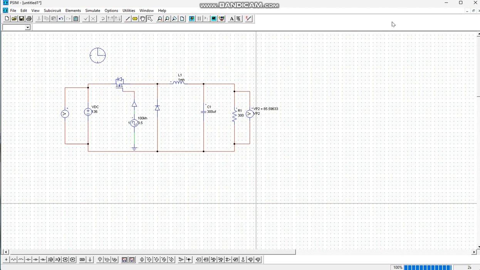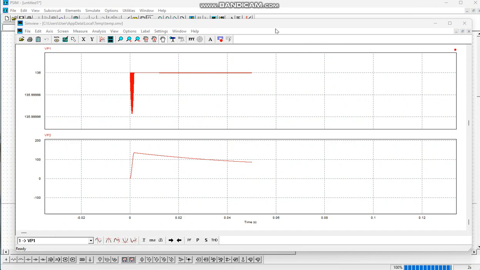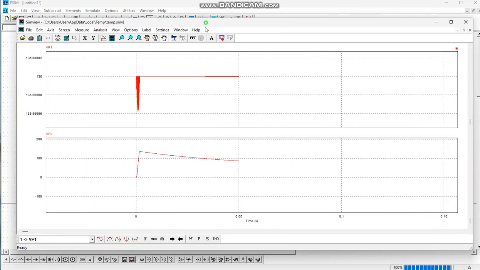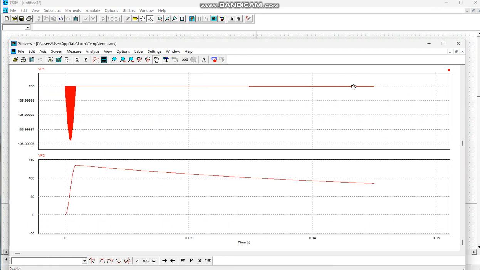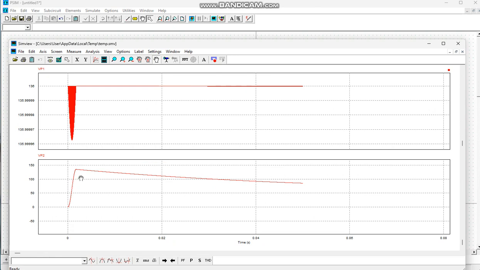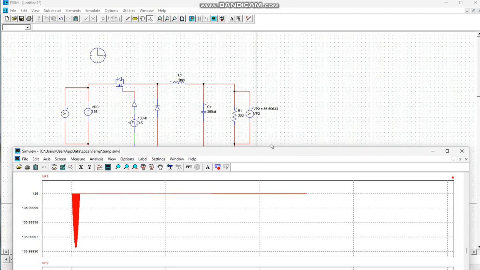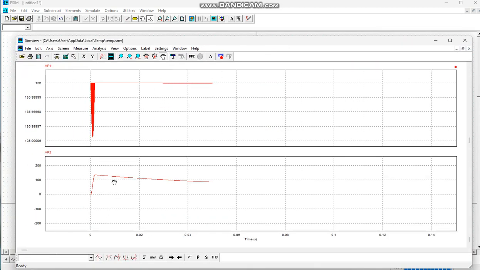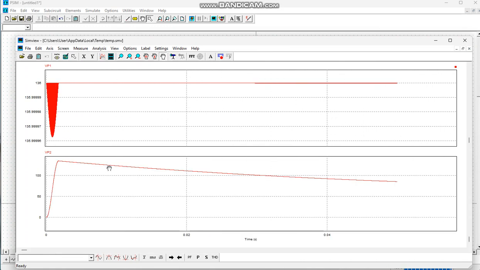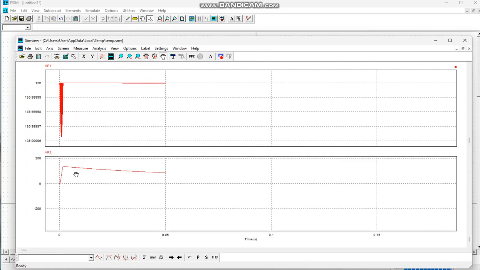And next we design an AC to DC buck converter. But first, let's see the graph. Our DC input voltage is 136 volt and the output voltage is 85 volt. In this DC graph we also find some ripple. Why we can see ripple, we will discuss later.